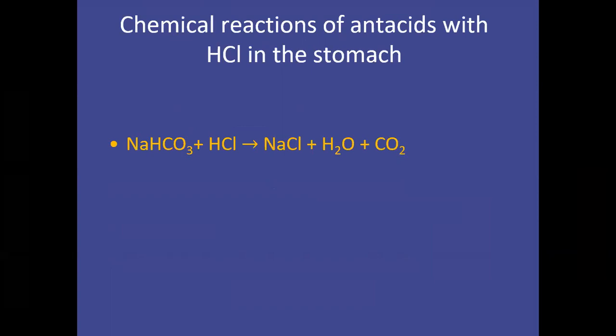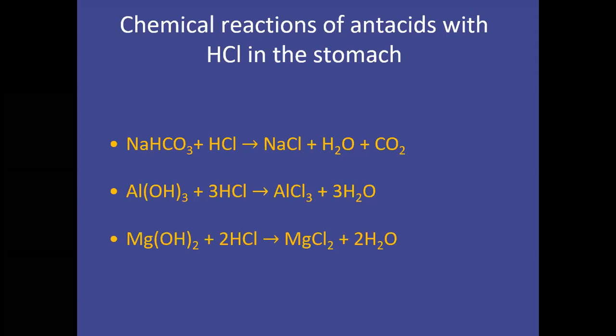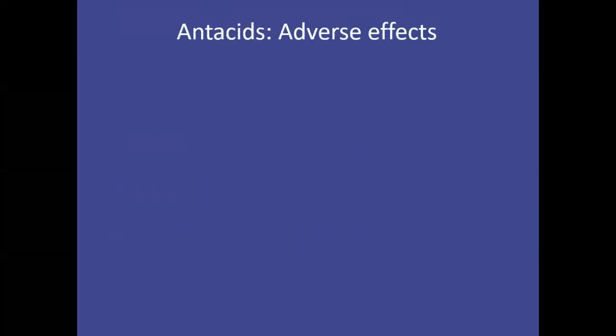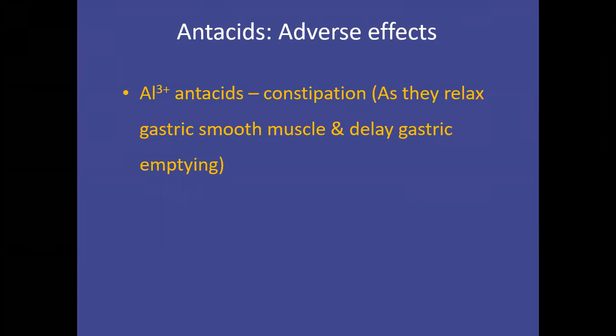We discussed sodium bicarbonate. It reacts with HCl and produces salt, sodium chloride, water, and carbon dioxide. Likewise, aluminum hydroxide, another widely used antacid, produces aluminum chloride and water after reacting with HCl. And the third one, which is also very commonly used, magnesium base, reacts with HCl and produces magnesium chloride and water. So these are the chemical reactions. And adverse effects: aluminum antacids produce constipation as they relax gastric smooth muscle and delay gastric emptying.